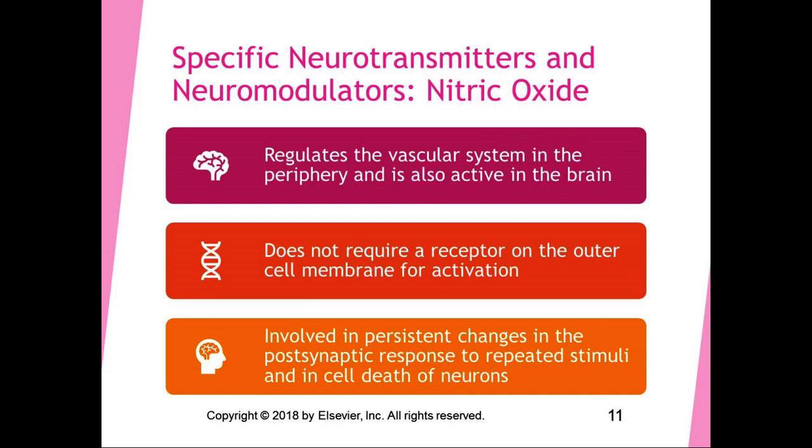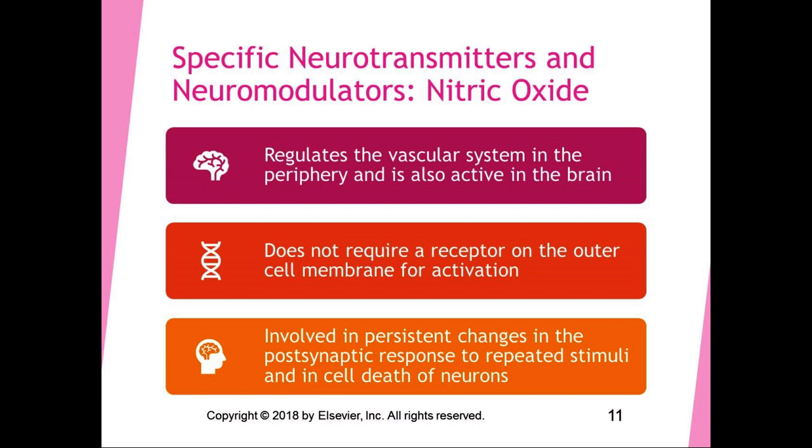Nitric oxide is the only neurotransmitter/neuromodulator that can cross the cell membrane without having a membrane channel. It doesn't require a receptor. It can just diffuse across the membrane. It regulates the vascular system in the periphery, and it's also active in the brain.